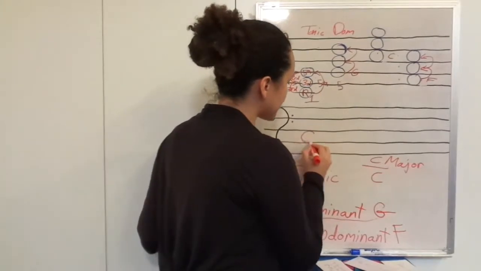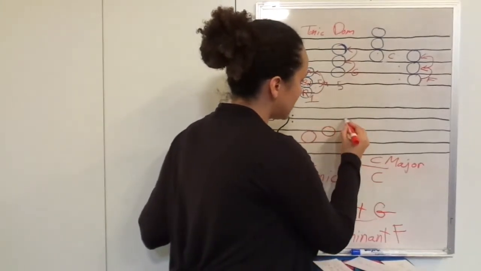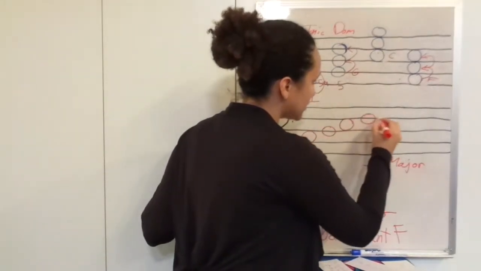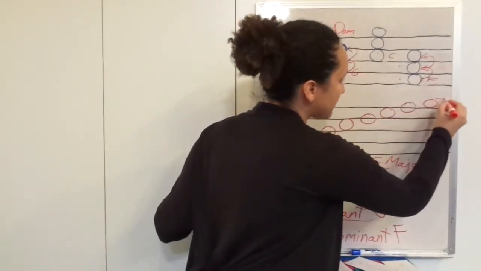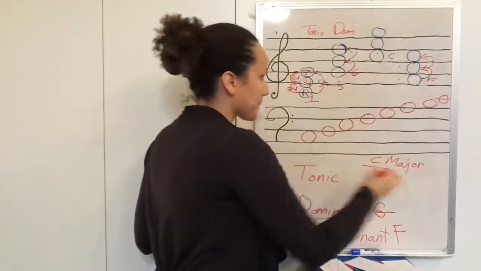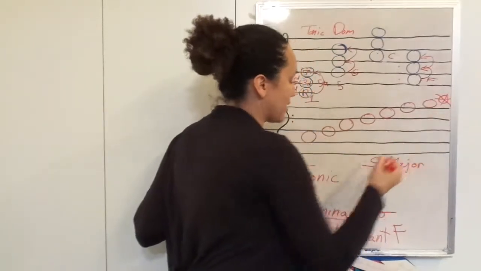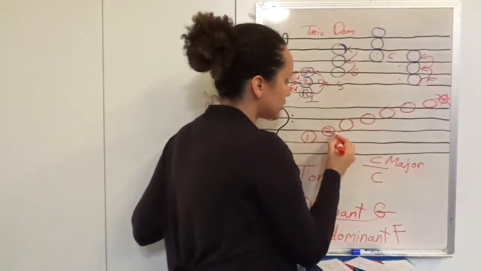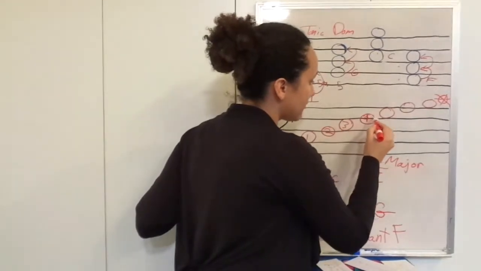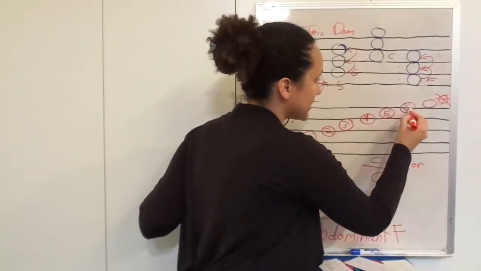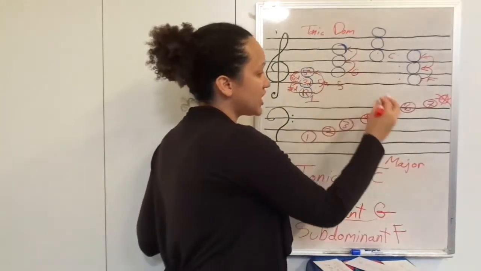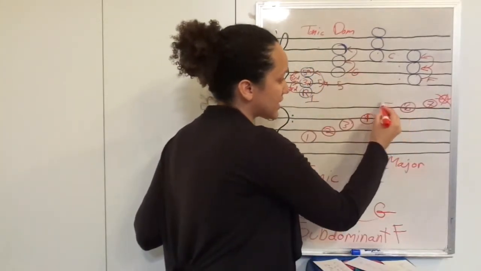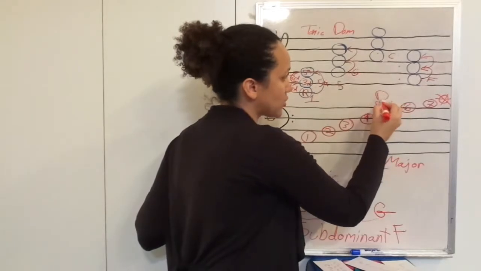Here's C, D, E, F, G, A, B, and finally C. The C, of course, you don't count. So this is 1, 2, 3, 4, 5, 6, and finally 7. So we know that G is 5. So that's this right here. That's our dominant chord.